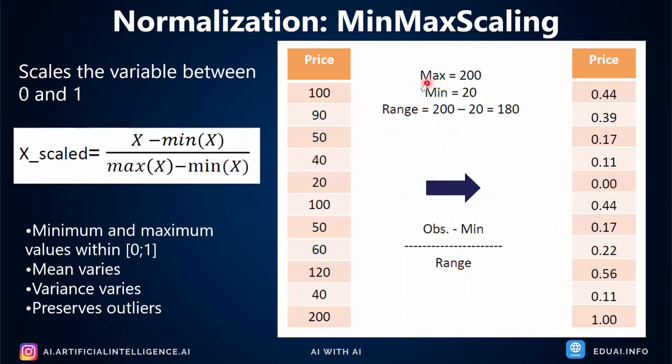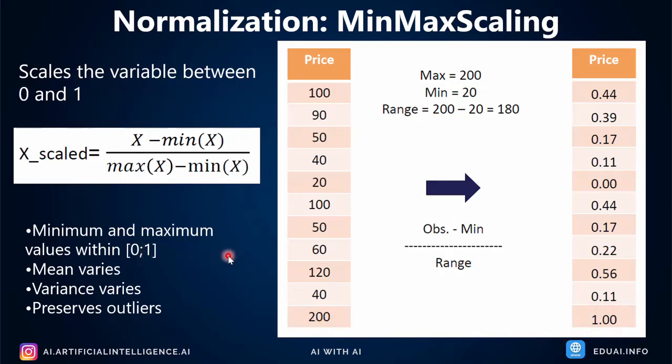Let's see the scaling for the maximum value, which is 200 here. So 200 minus minimum, which is 20 again. So 200 minus 20 is 180. So 180 divided by 180 is 1, right? So for 200, the value becomes 1. And that's how min-max scaling works.